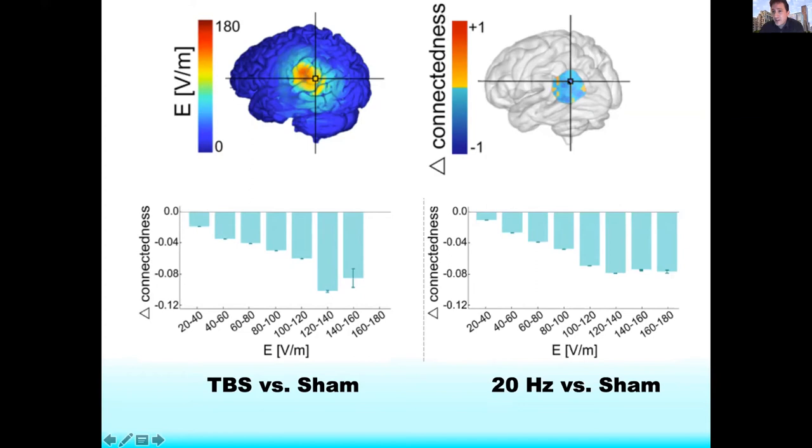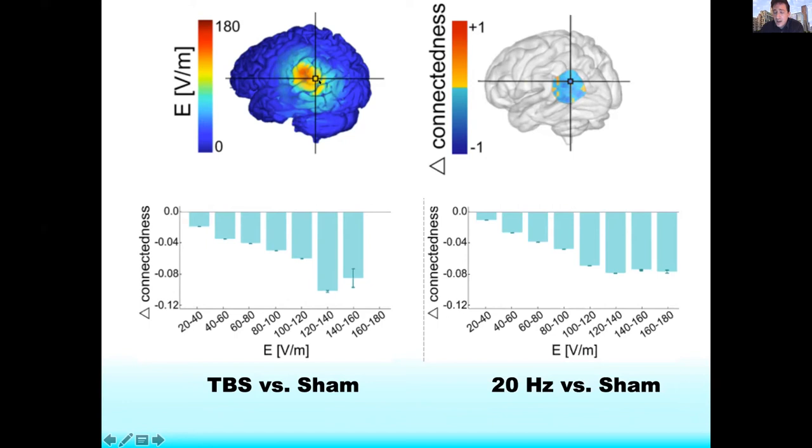We found similar sorts of things, which I'm not going to get into, for our multi-day stimulation studies. But overall, what this seems to suggest is that for two different rhythms that have different effects on the core hippocampal network, the local effect seems to simply be disruptive and scales with the E-field intensity. And we have not found in these studies or any other study any relationship between the local E-field intensity and the downstream effect on the hippocampus.